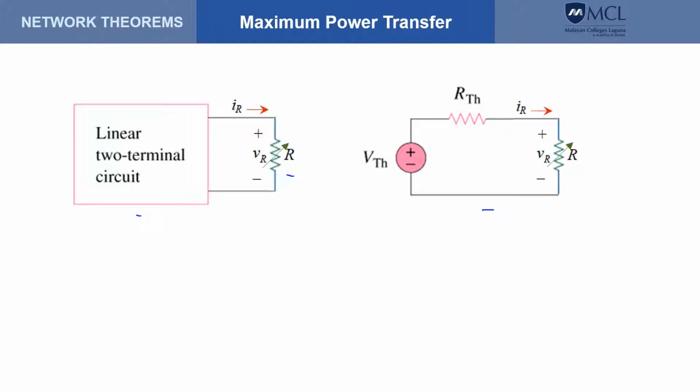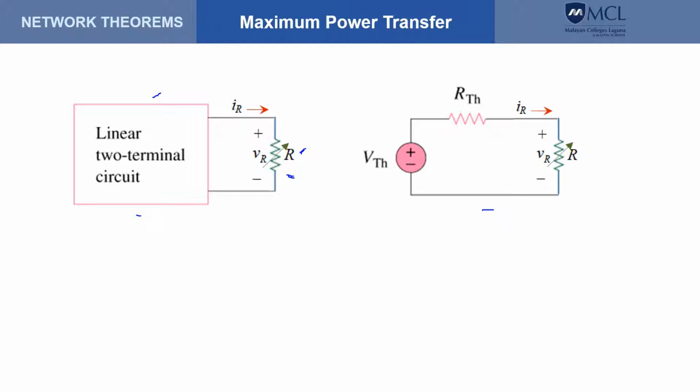Now, take note that R here is getting power from the linear two-terminal circuit, and that power varies depending on the value of the resistance. So the question now is, what would be the value of the resistance at which it absorbs maximum power from the two-terminal circuit?